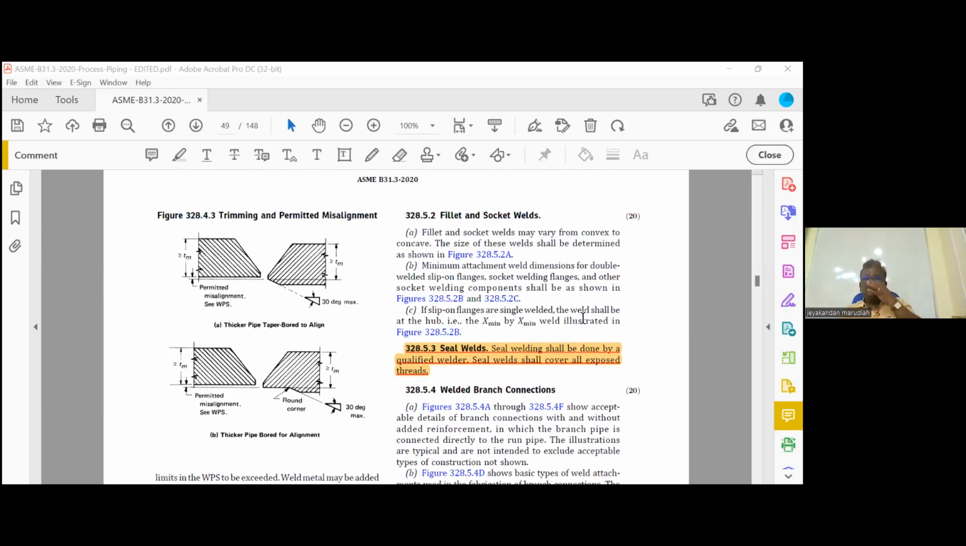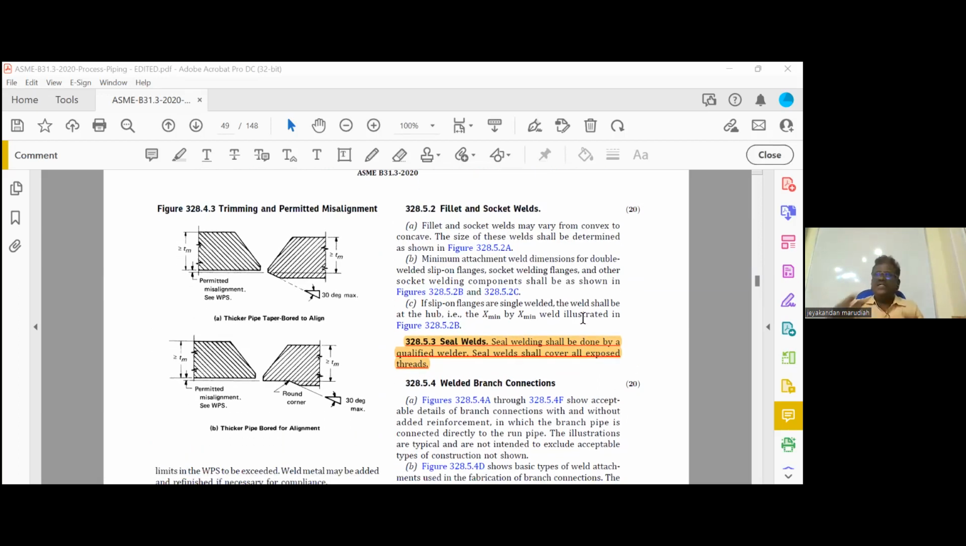Then seal weld. So I told you seal weld means threaded connections. What you are welding is seal weld. Seal welding shall be done by a qualified welder. Seal weld to cover all exposed threads. Highlight that also. So when seal welding, any exposed thread we have to cover.